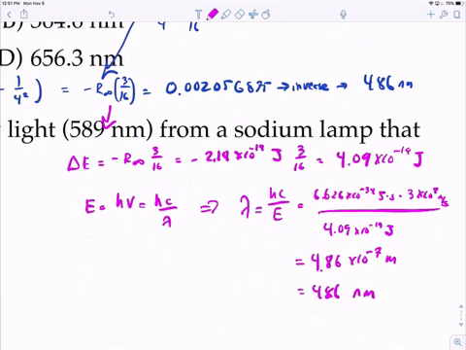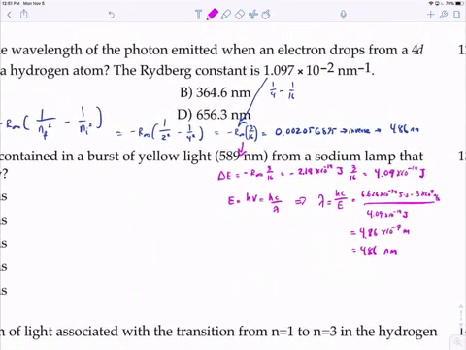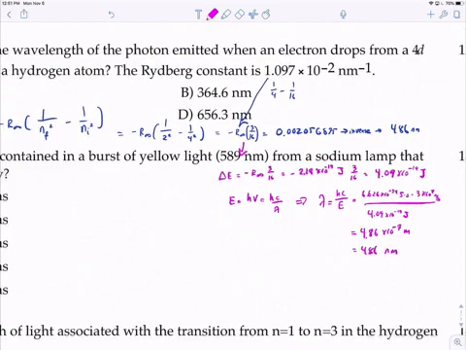So plug it in, and then we get 46 nanometers. Like I said, there is a problem just like this on the test. Whichever way you want to do it, if you want to do it the fast way using the Rydberg constant, you just have to remember to invert it.